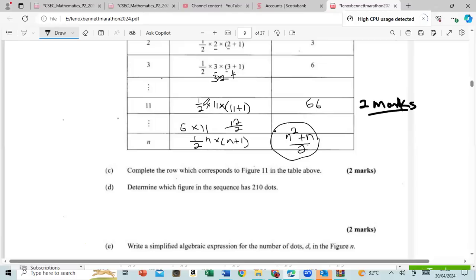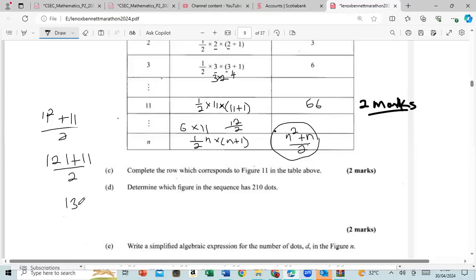N squared, so that'll be 11 squared plus 11, and then divide by 2. So 11 times 11, that's 121 plus 11, and then we divide by 2. When you add that, that's 132, right? And then we divide by 2. Still get my 66.